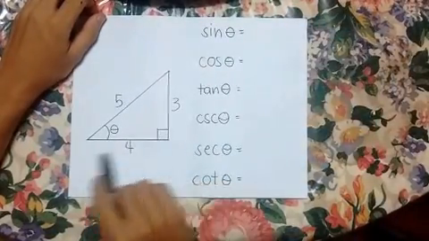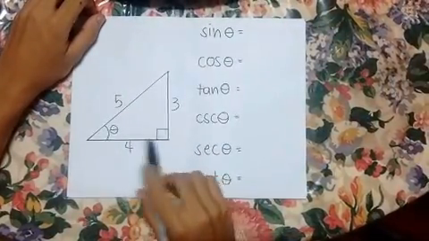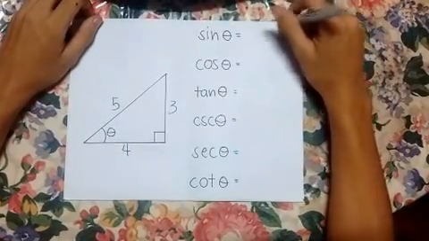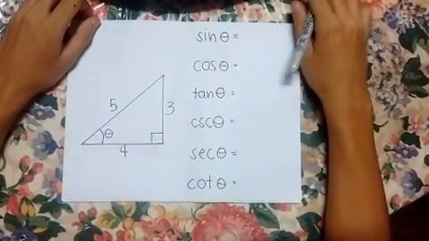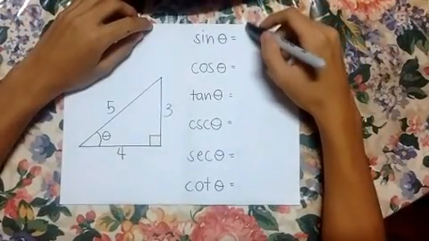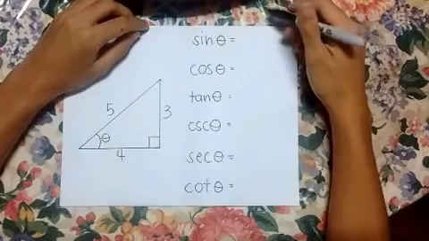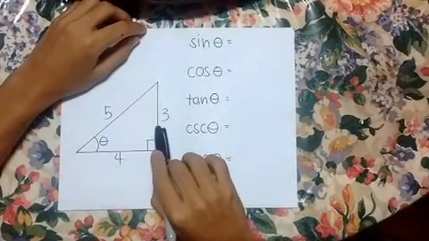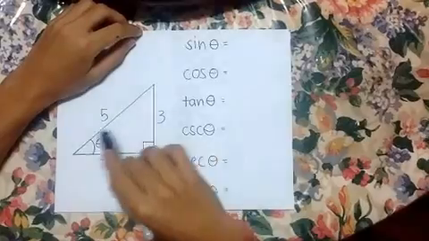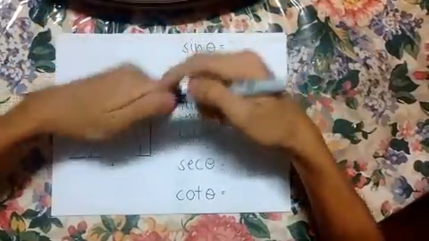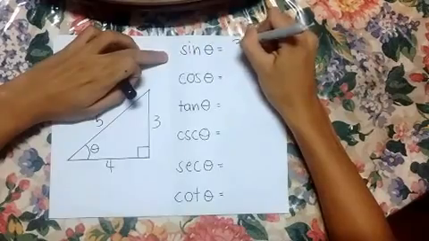So this is our given right triangle, and this is our theta. So let's start with sine. Remember again the SOHCAHTOA and CHOSHCAHTOA. Sine is equal to opposite over hypotenuse. So the opposite side of this theta is this side, which is 3, over the hypotenuse, which is 5. So sine of theta is equal to 3 over 5.